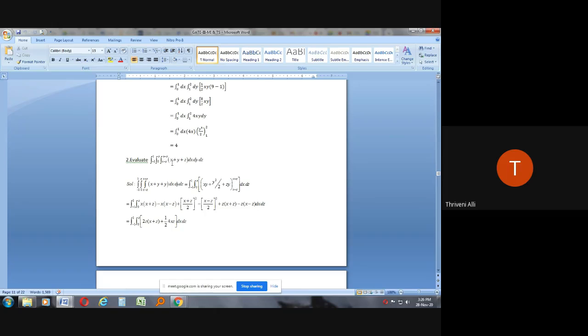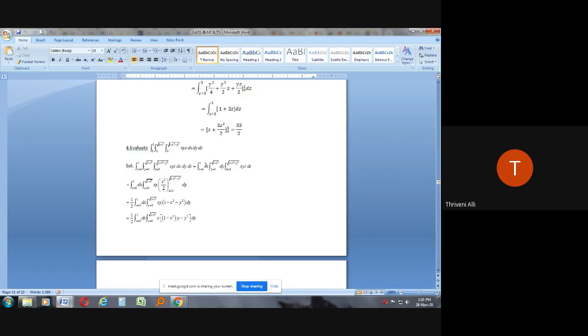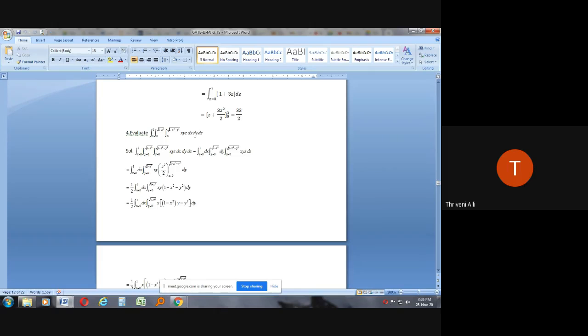First, the x minus z variable: lower limit is x minus z, upper limit is x plus z. So here y equal to x minus z, y equal to x plus z. So first we have to integrate with respect to y and then x and then z. Okay. See this difference. Next. Fourth one is very important.